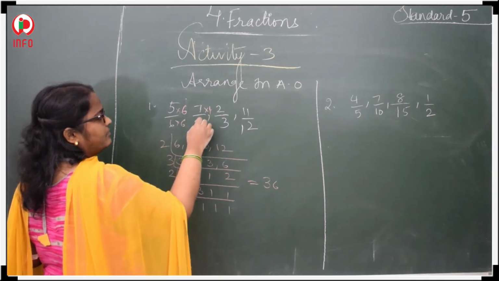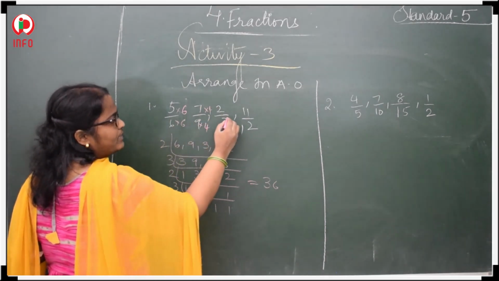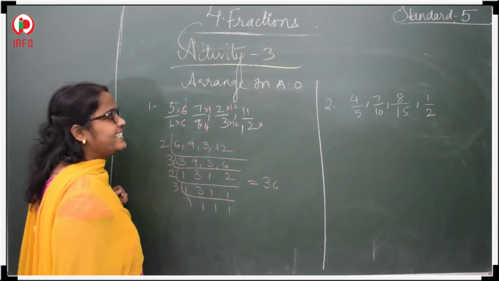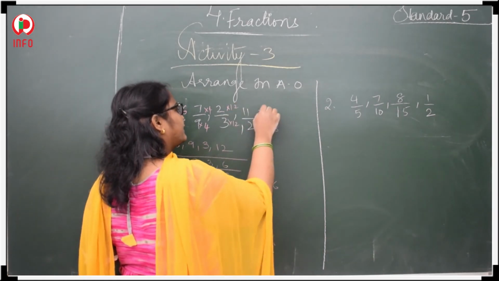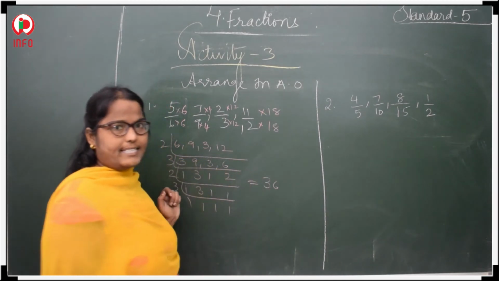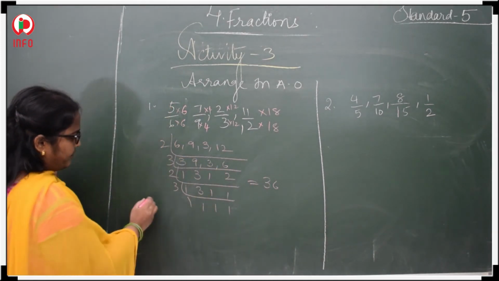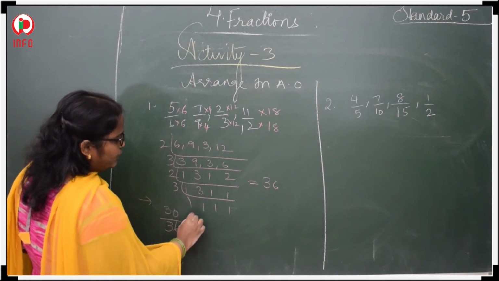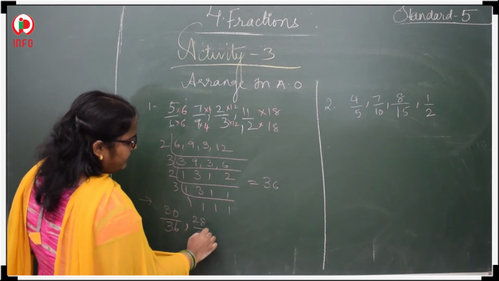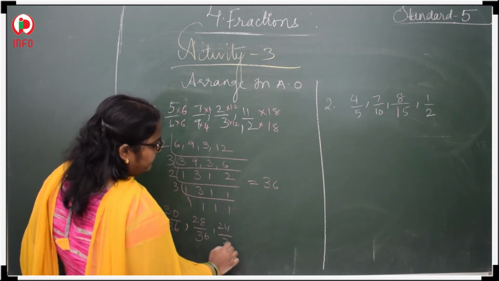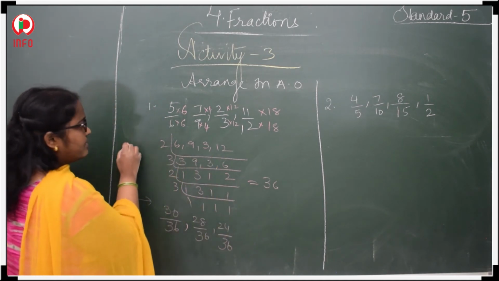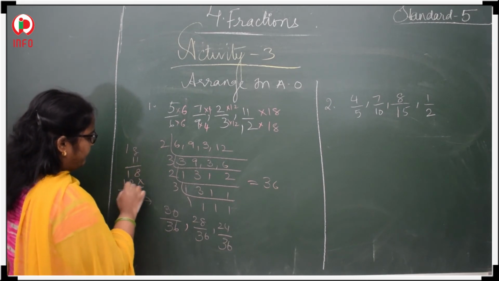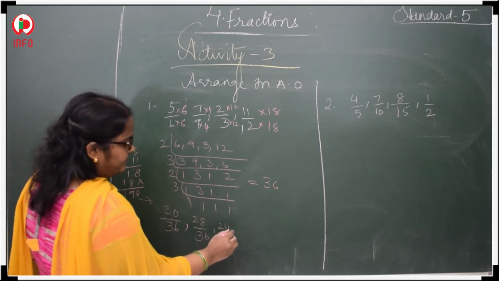9 4s are 36. 3 12s are 36. 2 18s are 36. Yes or no, children? 2 18s are 36. No, I should multiply. 5 6s are 30 by 36. 4 7s are 28 by 36. 24 by 36. I should multiply that. Yes, children? 18 into 11, 198 by.